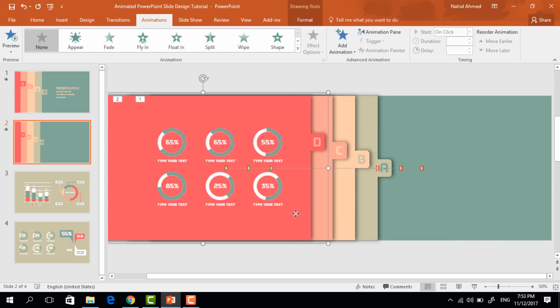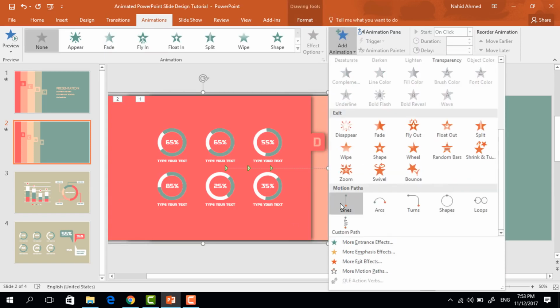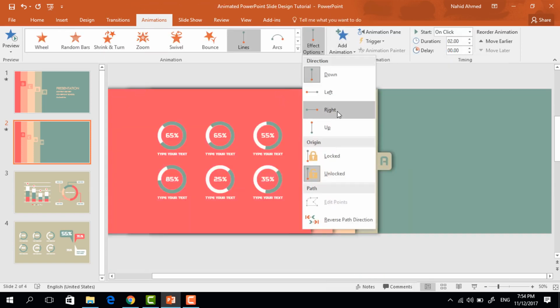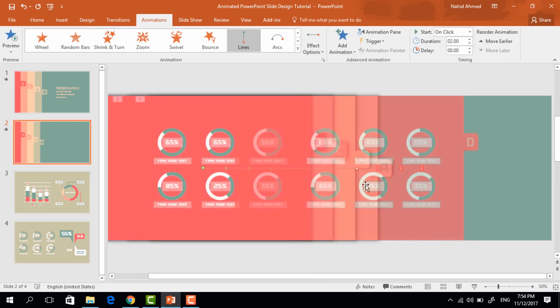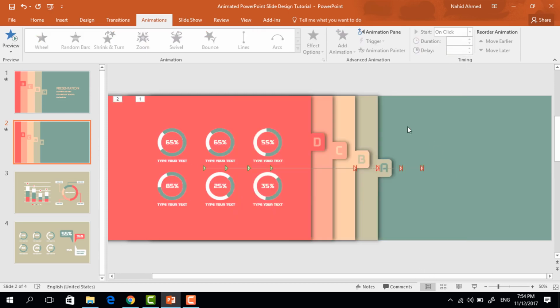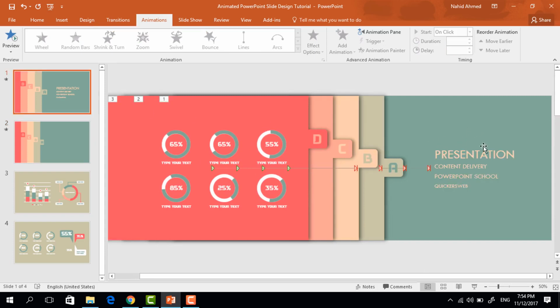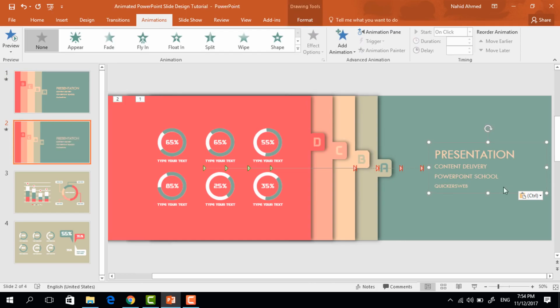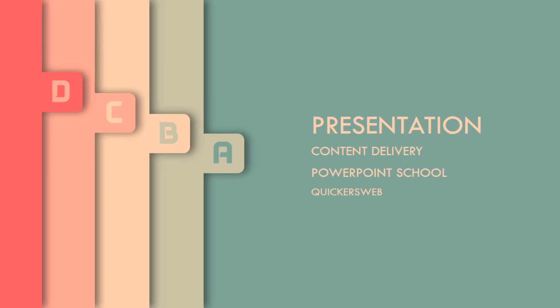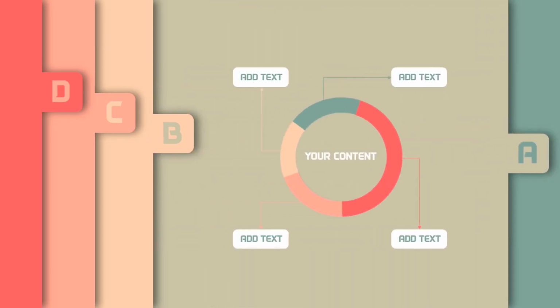Now for the last time, select this one, click on add animation, select lines, from effect option select right, drag this red dot and set the duration 1.25 seconds. After that, from our previous slide, I'm just copying these text boxes and pasting it here. And we're done. Here, our presentation slide is ready.